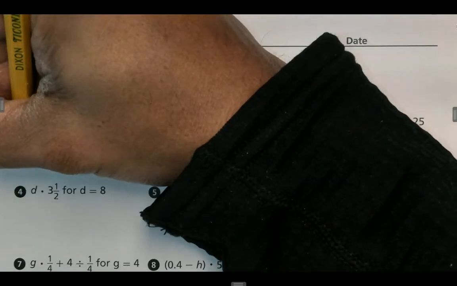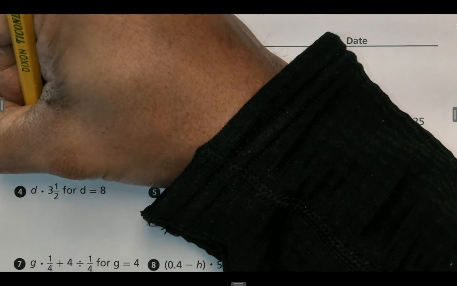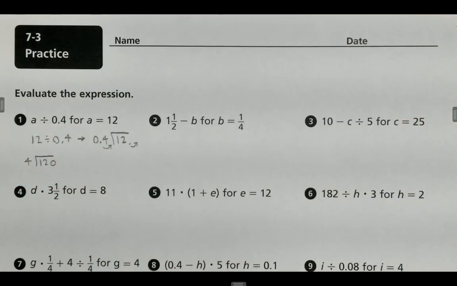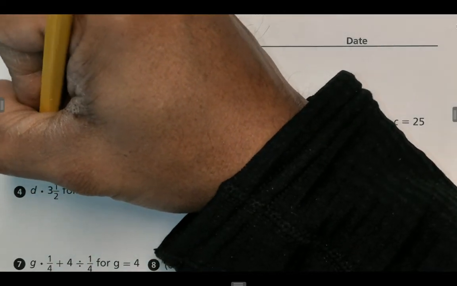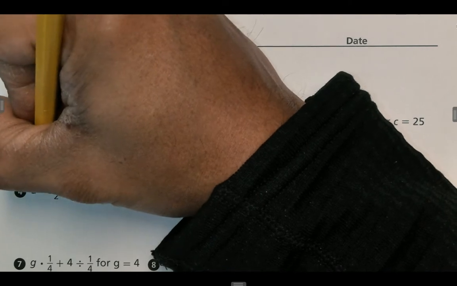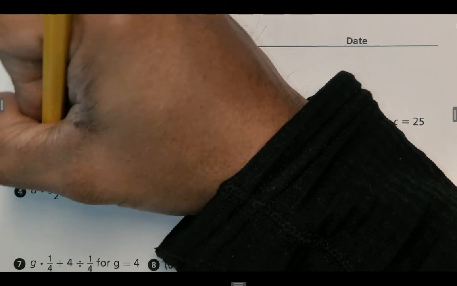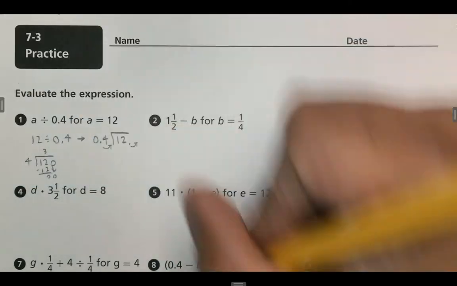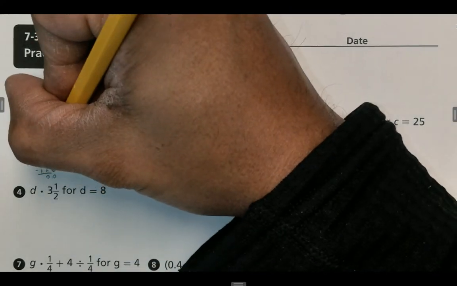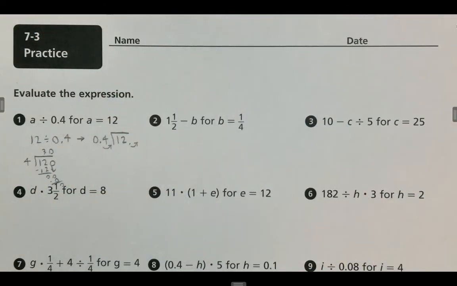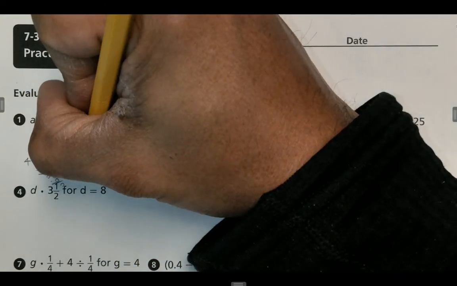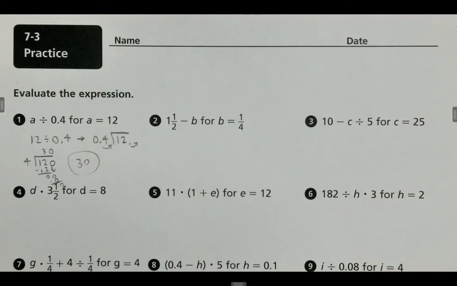So now I'm looking at 120 divided by 4. And maybe you can do this as mental math, but 4 goes into 12 3 times. 4 times 3 is 12. Subtract that out. Bring down my 0. 4 goes into 0 0 times. Multiply, subtract. We have our answer, 30.